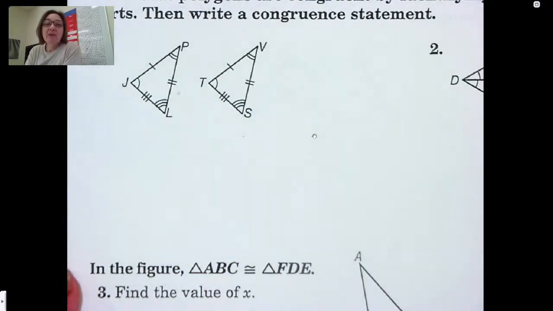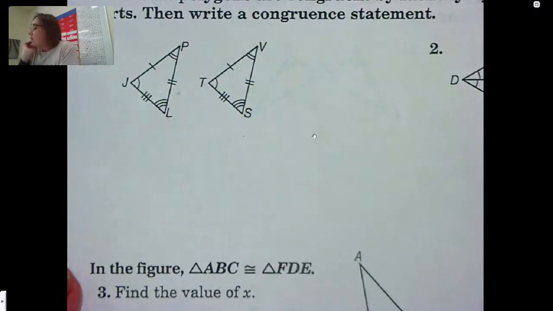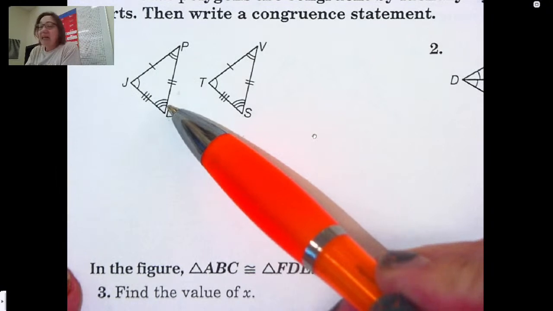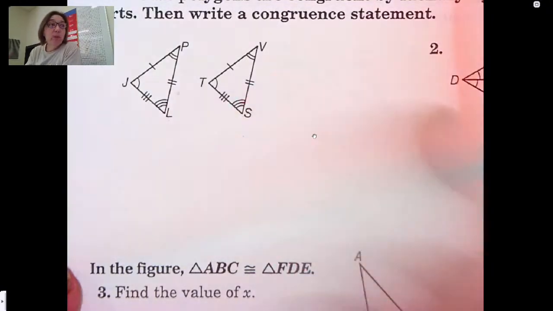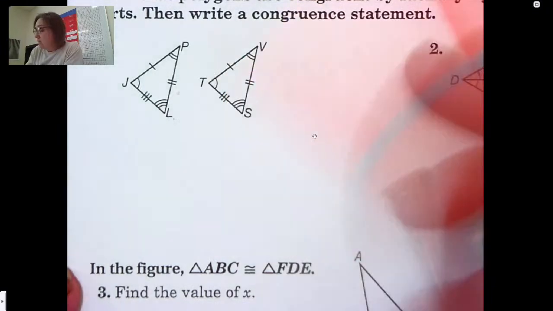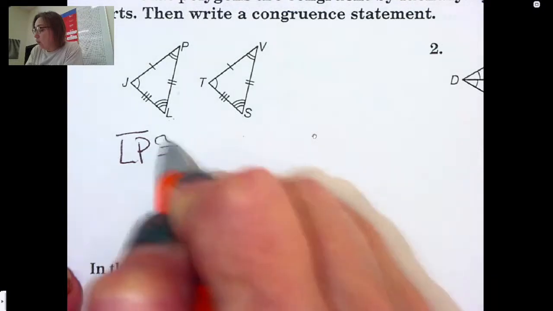Okay, L is not a segment, that's an angle. LP. So LP, now I want to point something out to y'all. We could call this LP or we could call it PL, right? And either way is accurate. Neither way is wrong. But for your worksheet, so that I didn't have to type in all those different possible options, I want you to do it alphabetically for the first one. So you will do like LP, segment LP is congruent to.